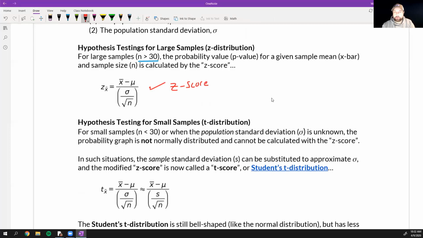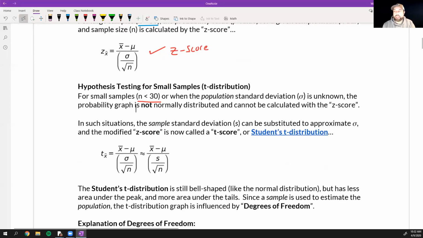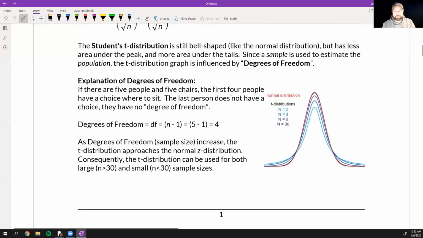okay? However, if your sample is less than 30, remember we talked about small sample sizes, then we can't use the z-score. Instead, we need a t-score. And you've seen this before. Remember when we talked about degrees of freedom and how if you have a small sample, that normal curve gets squashed down and the tails go up a little bit and your area's all changed? Well, same thing happening here.